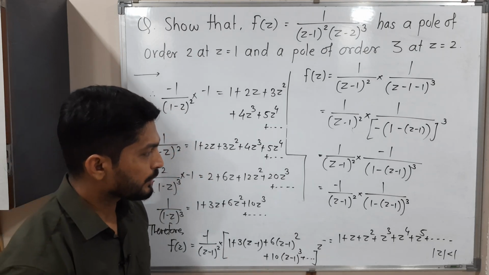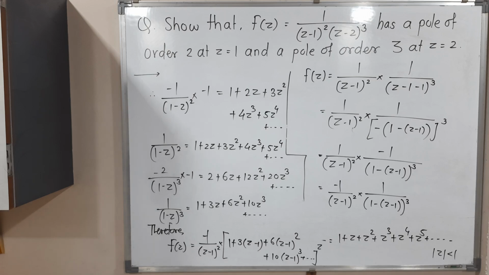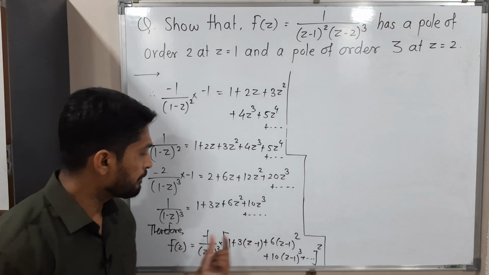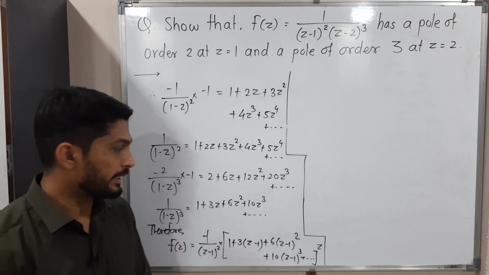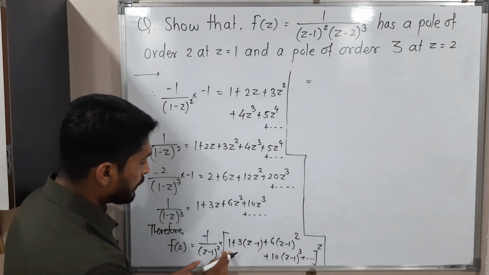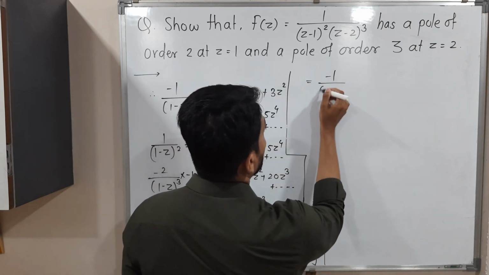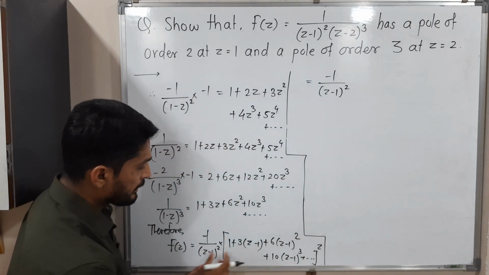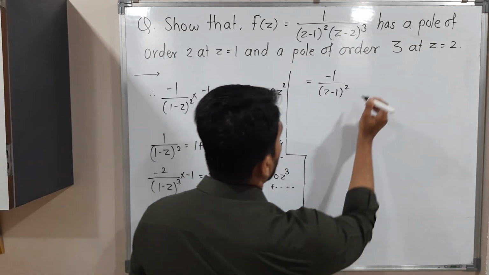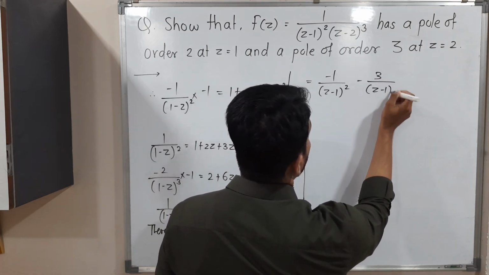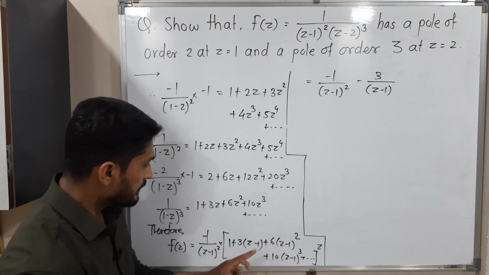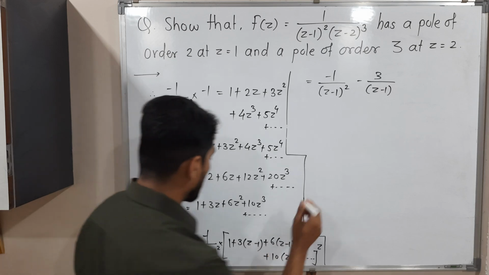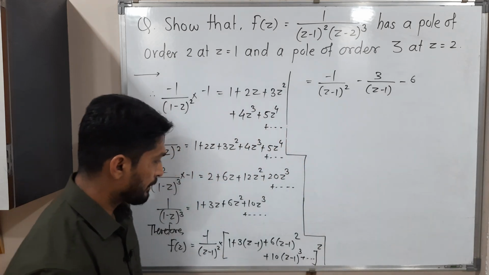We want some more space to write. Let me remove that part. Now what will I do? I will multiply each term by this minus 1 by z minus 1 square. Let us see what will happen. 1 into anything you will get the same. Next, I am multiplying the second term by this one. So one z minus 1 bracket will get cancelled and we will have minus 3 upon z minus 1. I am multiplying the third term by this bracket. So z minus 1 square will get cancelled and we will have minus 6.